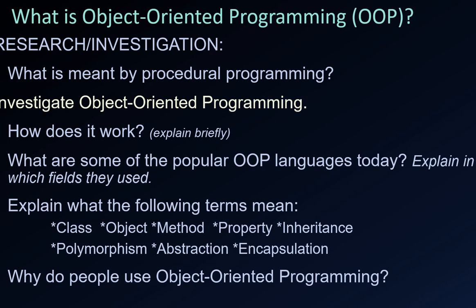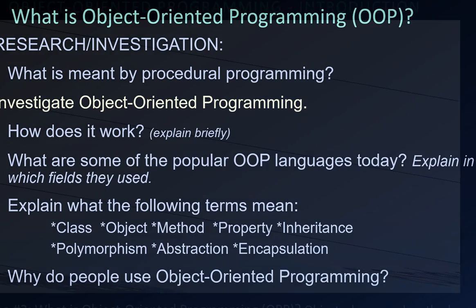What are some of the popular languages today, and in what fields are they used? You'll find that certain languages are more often used in maybe gaming or web design or whatever it is. So what sort of fields? That's quite easy to find. And then I want you to explain the following terms: class, object, method, property, inheritance, polymorphism, abstraction, and encapsulation. Now you might go, oh my goodness me, but don't worry. Some of those were previously explained, but all of those are explained in video 2. And then I want you to write down a short paragraph on why people use object-oriented programming.